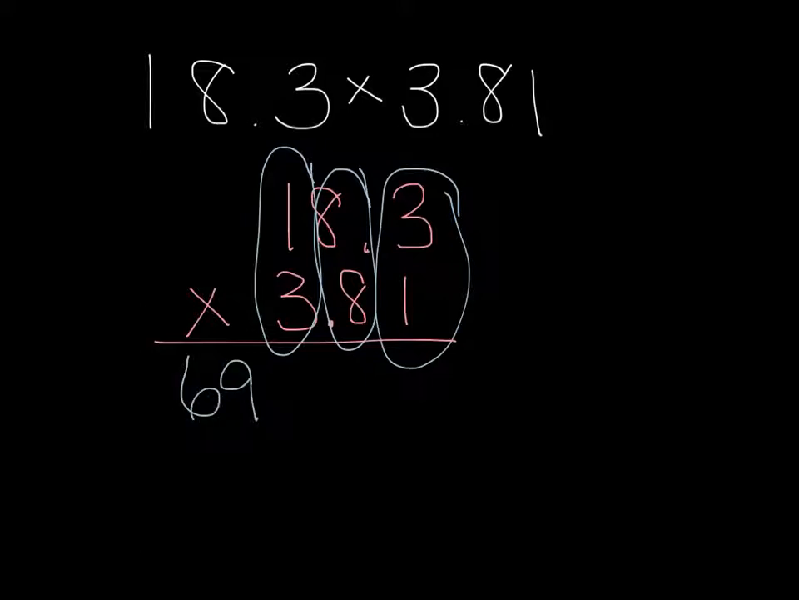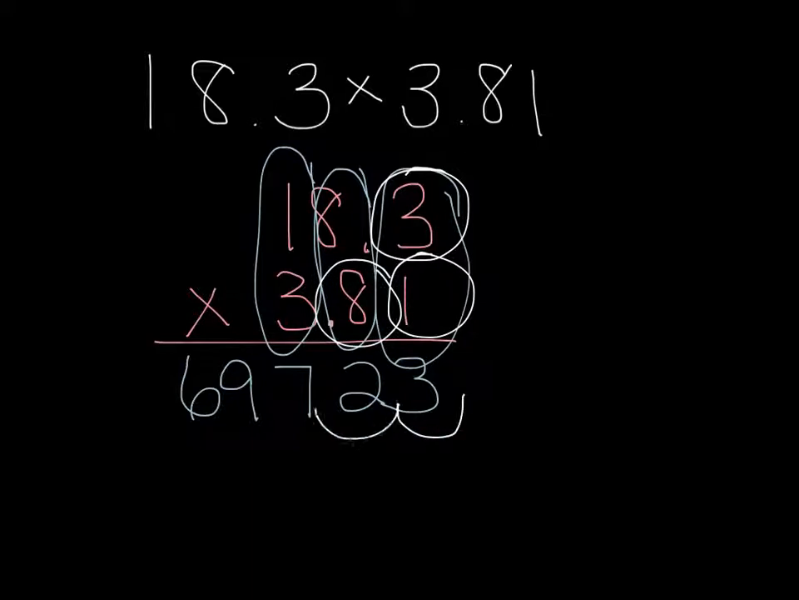We would get 69,723. But if you count the numbers behind the decimal points, it's 1, 2, 3 places. So your final answer is 69.723 in this example.